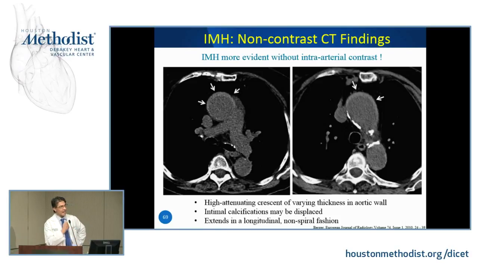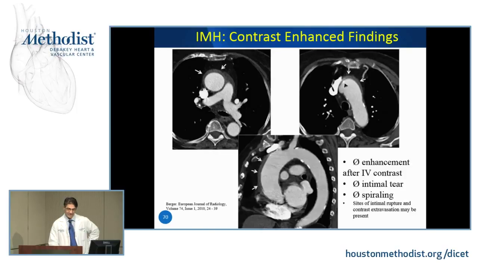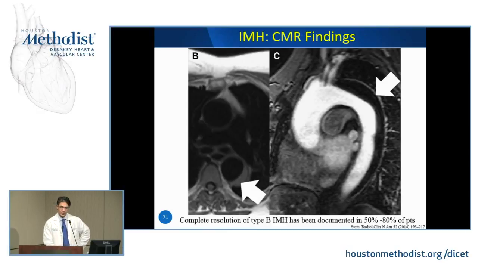In fact, our protocol for all aortic cases is a non-contrast first. Fresh blood has a very high Hounsfield unit, so you can see this concentric intramural hematoma just on a non-contrast scan. And then when you give the contrast, you won't ever find an intimal tear, but you'll see this spiraling concentric darkness around the lumen of the aorta, and that's your intramural hematoma. And this is what it would look like.